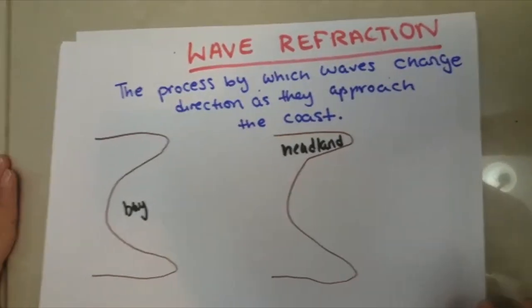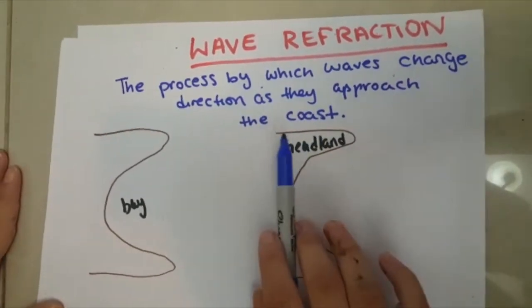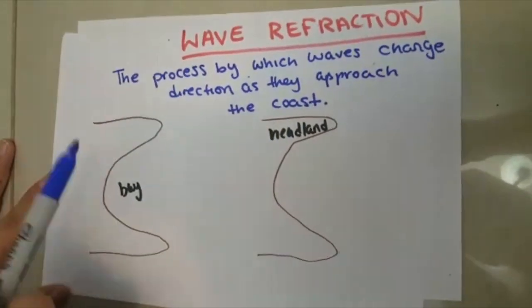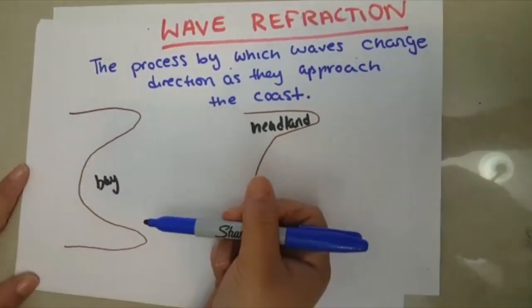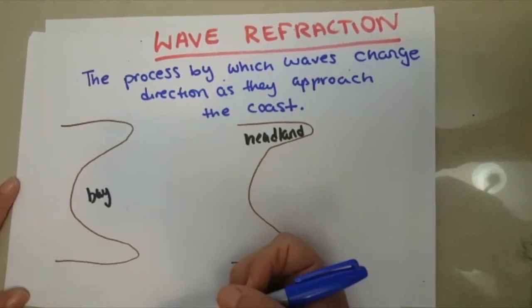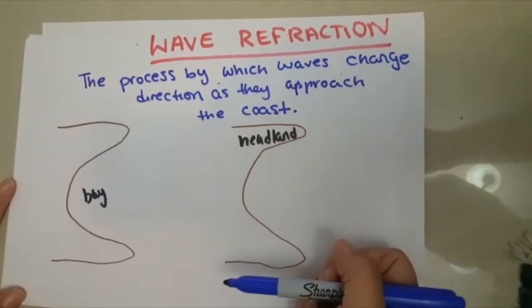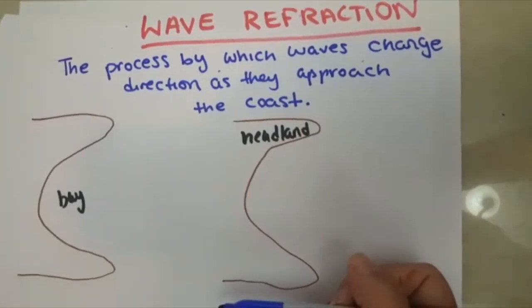Wave refraction, in a nutshell, is a process by which waves change their direction as they approach the coast. Refraction makes the waves turn to become parallel to the land. It occurs when the waves encounter obstacles underwater. Then the water slows down due to friction in the shallow area. The deep water crest can catch up, causing the wave to curve towards or around the obstacle.